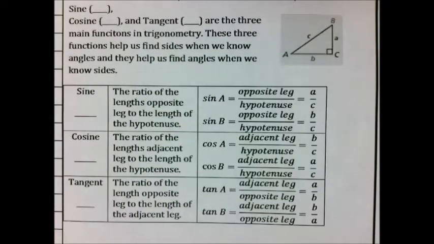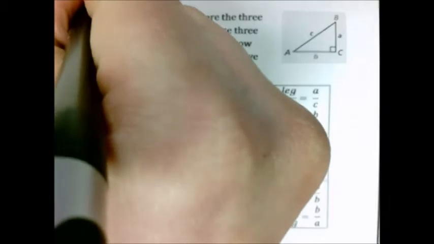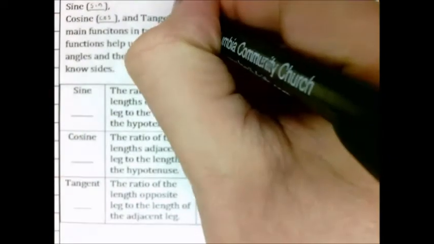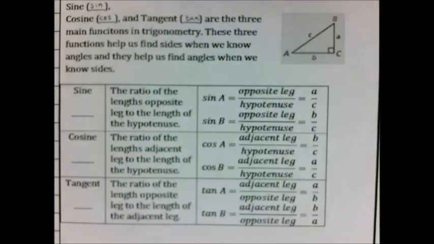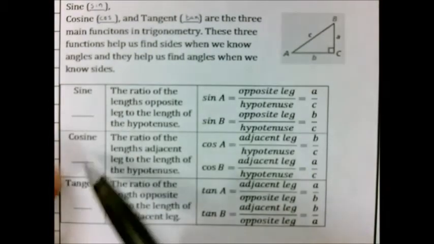So again, trig ratios, we use those three types of ratios. We use sine, cosine, and tangent. Usually what you'll see is sin for sine, cos for cosine, and tan for tangent. That's how it's usually seen, in abbreviations. Those are the three main functions in trigonometry. These three functions help us find sides when we know angles, and they help us find angles when we know sides. Essentially we build these ratios based on if we're using sine, cosine, or tangent.